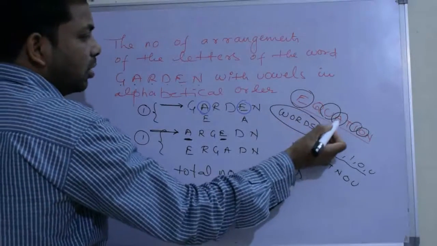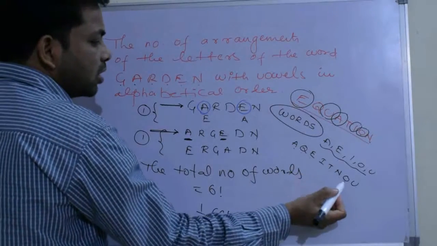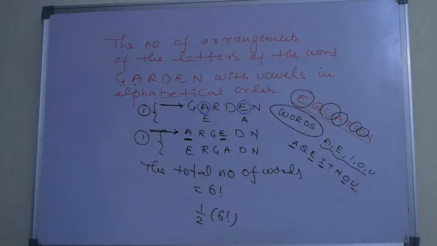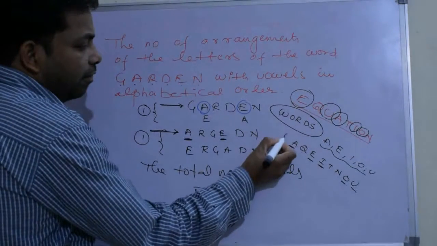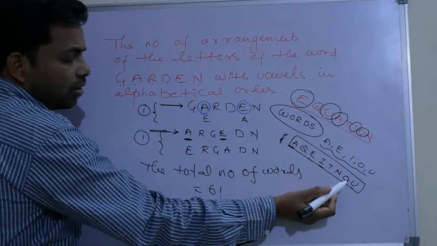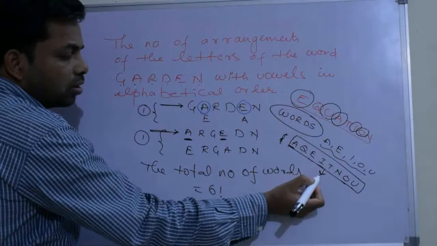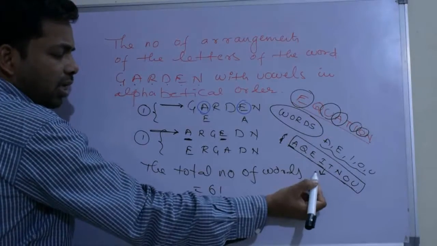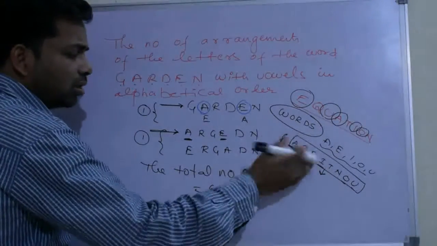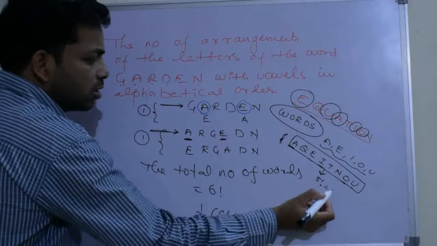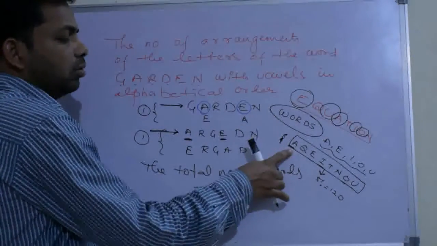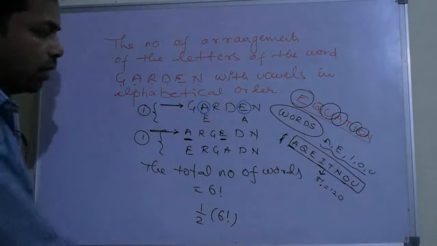So I used all the letters of the word: 1, 2, 3, 4, 5, 6, 7, 8. But here you see A, E, I, O, U are in alphabetical order. But if I change those vowels, I can get some more words by disturbing the order of A, E, I, O, U. How many ways? A, E, I, O, U, 5 letters. How many ways can you shuffle them? In 5 factorial ways, which means 120 words can be formed from each word in which vowels are in alphabetical order.